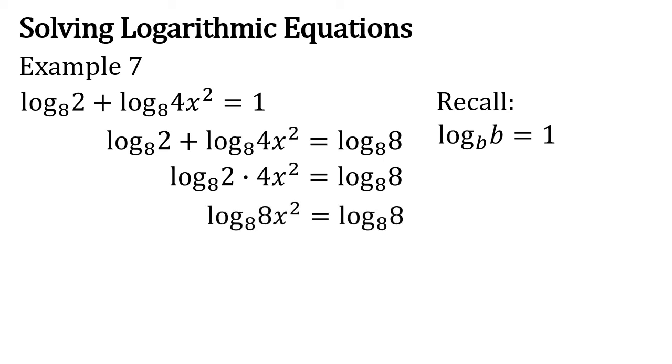So now it will become log 8x squared base 8 equals log 8 base 8. So they have the same base, so we can equate 8x squared and 8. So now we're going to have 8x squared equals 8. Then divide both sides by 8. So we have x squared equals 1.